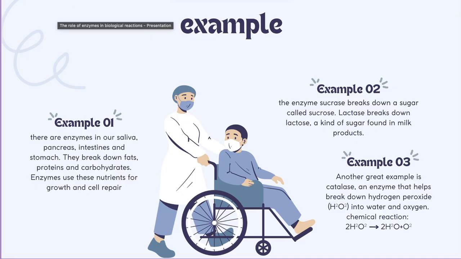Some examples are the enzymes in our saliva, pancreas, intestine, and stomach. They break down fats, proteins, and carbohydrates. The body uses these nutrients for growth and cell repair.